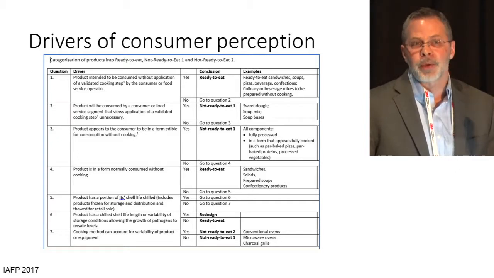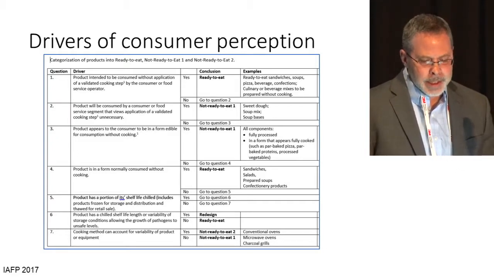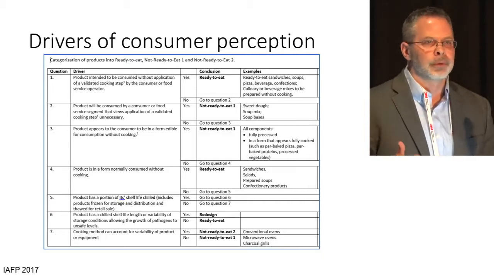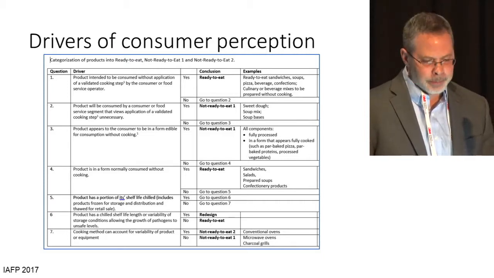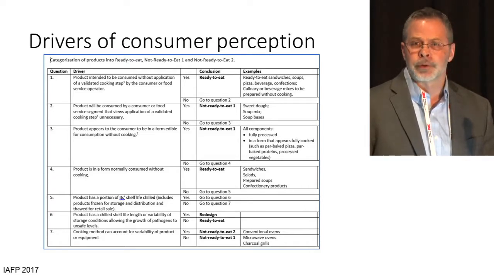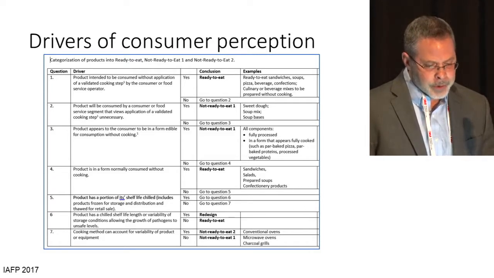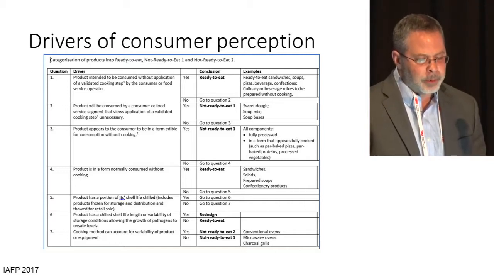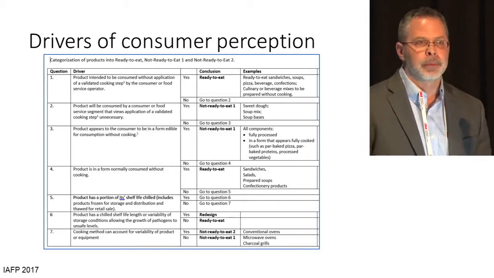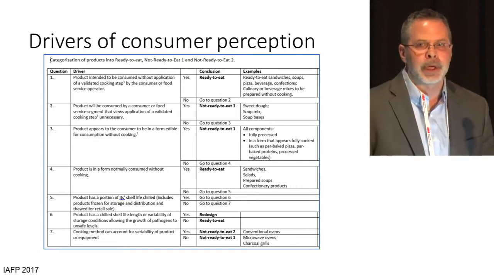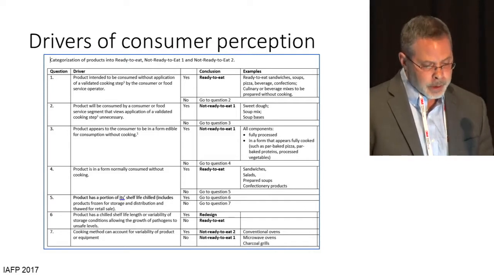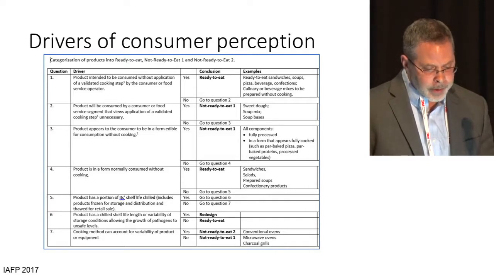So that's the kind of risk management paradigm we're in. So we have to look at how the consumer perceives it, and things like soup mixes, which could be added to just hot water or added to, I guess, mayonnaise to make a nice dip. Those are things we have to consider with this question. There's another question, products appear to the consumer to be in a form edible for consumption without cooking. These could be the chicken Kievs that we've seen responsible for some salmonella outbreaks. They're raw chicken, but they appear to be fully cooked. So we have to consider that as a question.